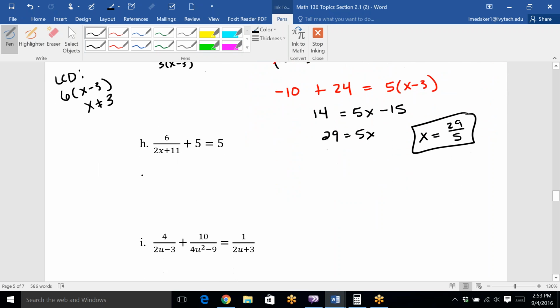Okay, H. H is kind of a tricky one. I would subtract the 5 over first. So that would give you 0. When you go to cross multiply here, you're going to get 0 times everything down here. So you get 0 equals 6. That doesn't even make sense. So this is just no solution. There's no way to solve for this one.